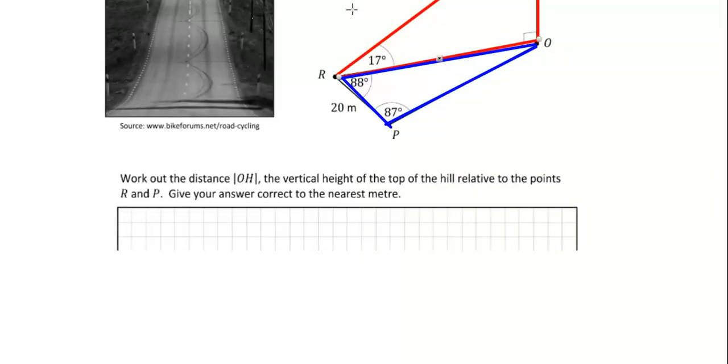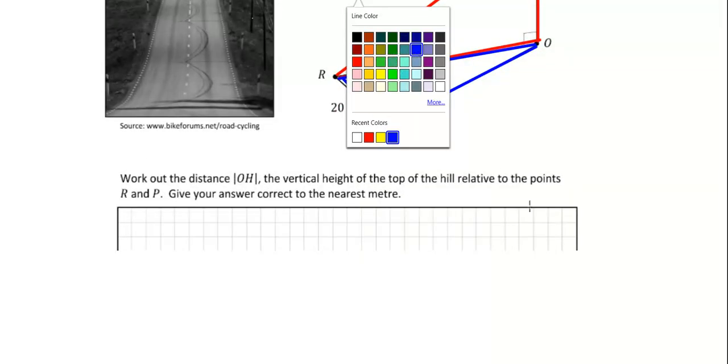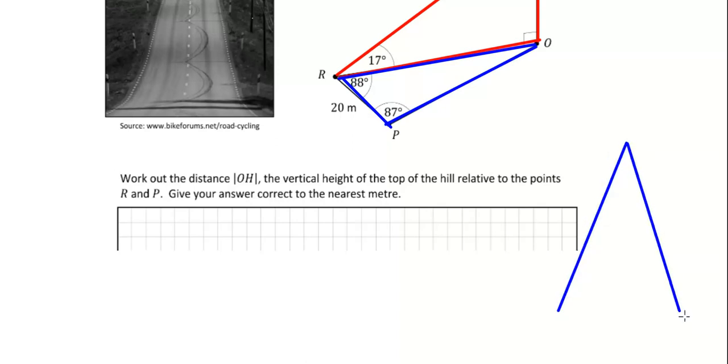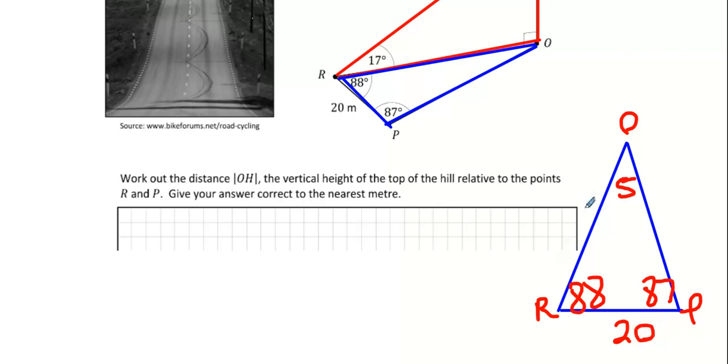The blue triangle looks something like this. I'll just redraw it. So that's 88 here, and that's 87 there. Add them up, take away from 180. What do you get? 5. Quite narrow. Now, which side do I want again? I want OR, which is this one here. That's OP, and I know that's 20, don't I? And I'm looking for this length X, which is OR.